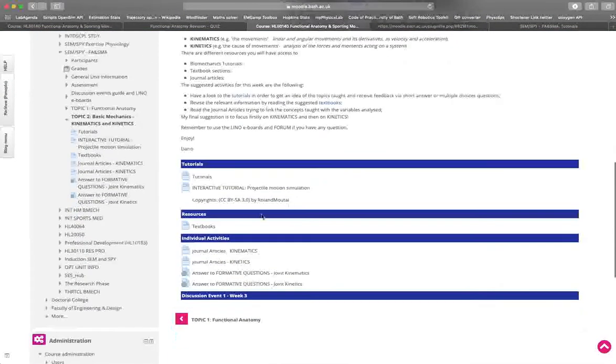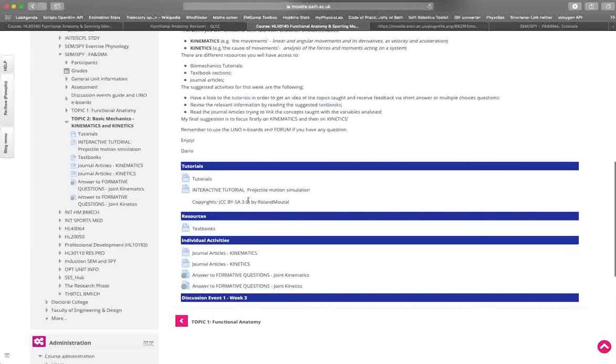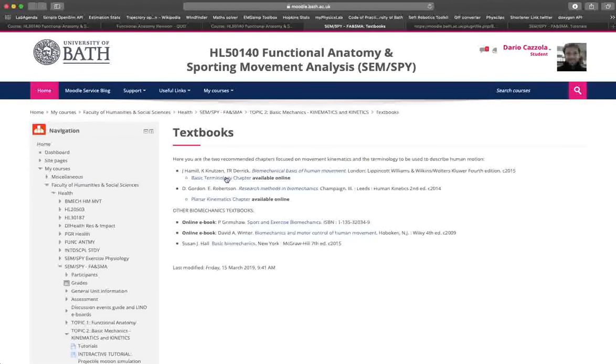The other resource I provide you with is related to textbooks, the same textbooks I showed you before, but for this topic you want to go through the basic terminology chapter and the planar kinematics chapter.